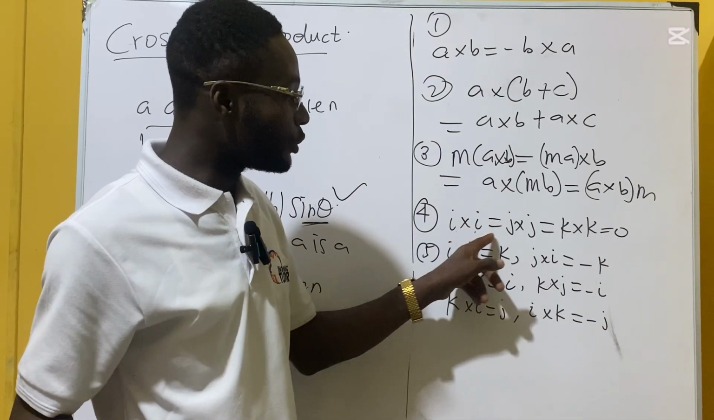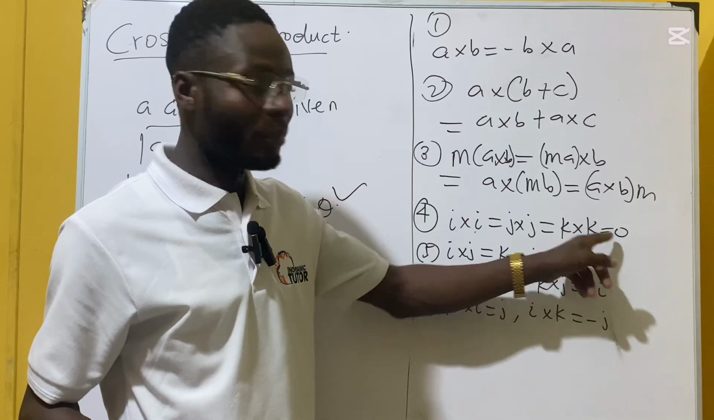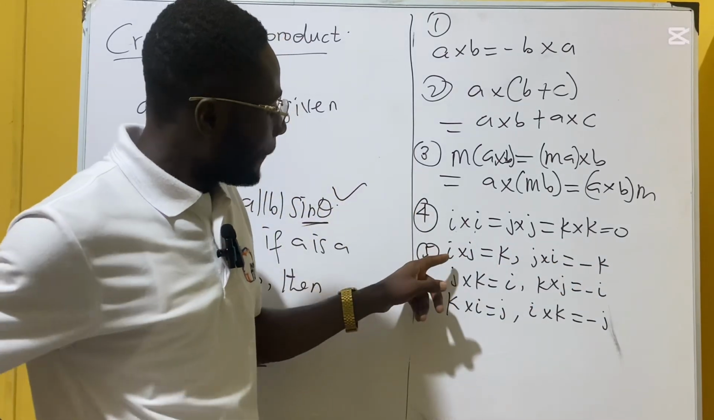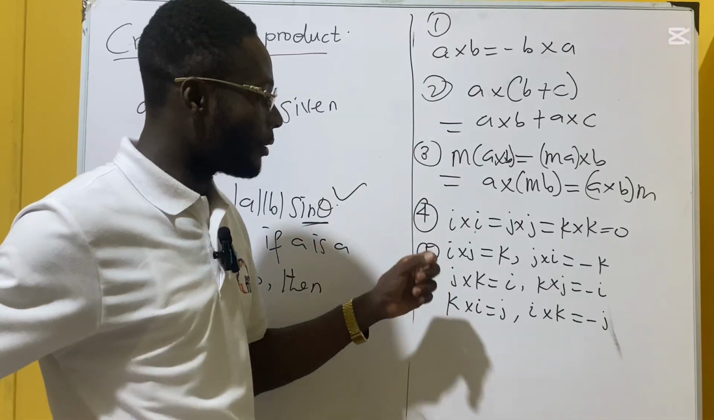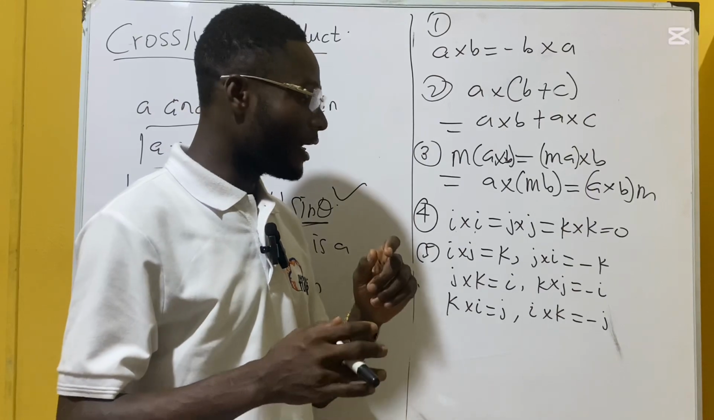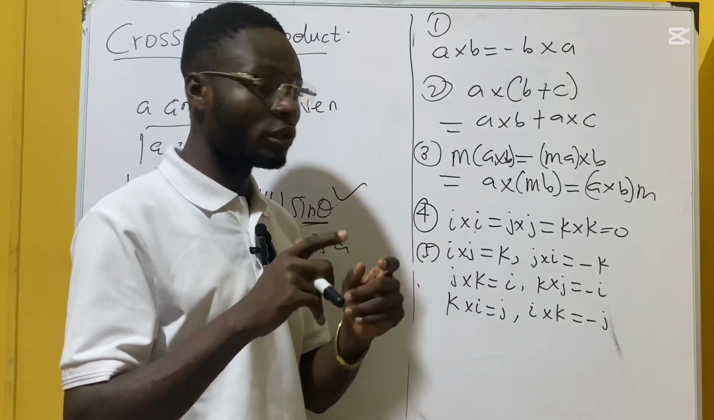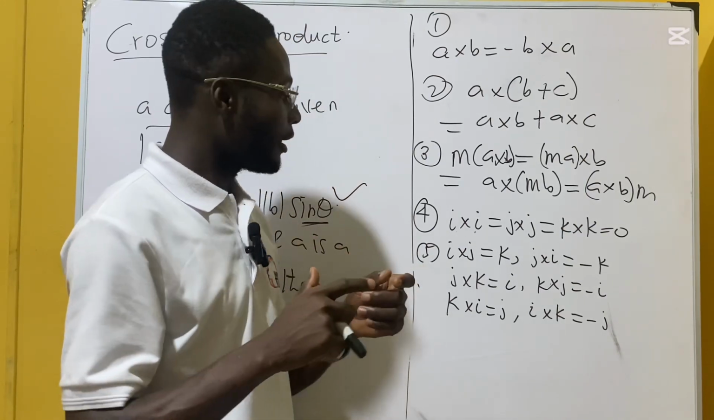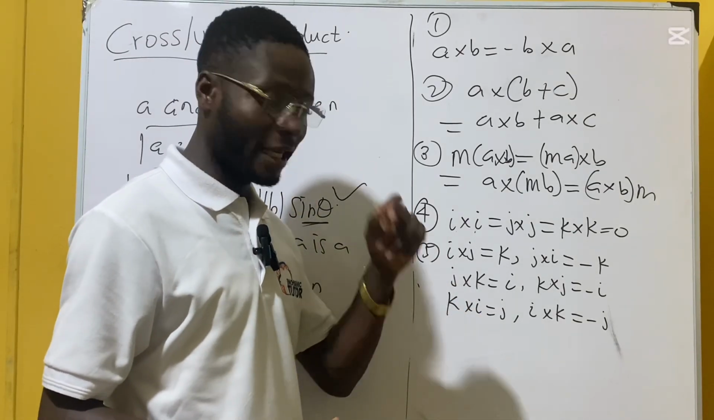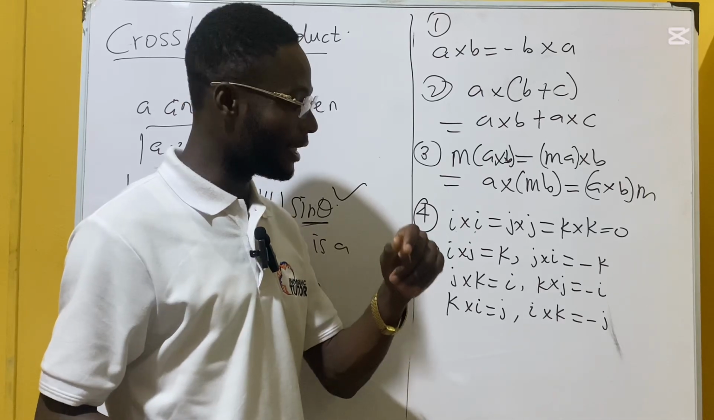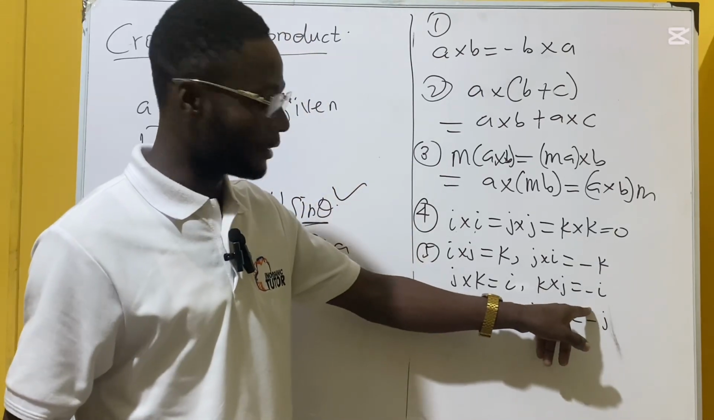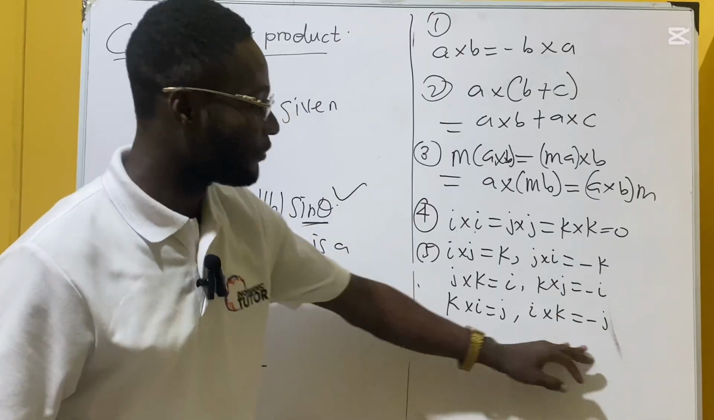Okay, when you go to unit vectors, i dot i is equal to 1. But in vector product, this is 0. So take note of that. And when you come here, i cross j is equal to k, and also j cross i is equal to negative k. The same thing applies to j cross k equals i, and k cross j is equal to negative i. Basically, it follows in that order.